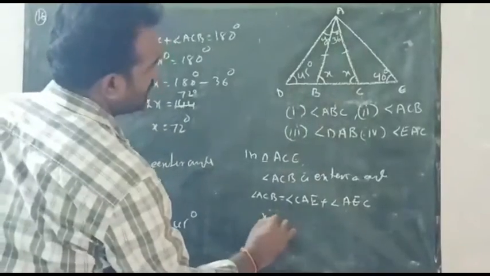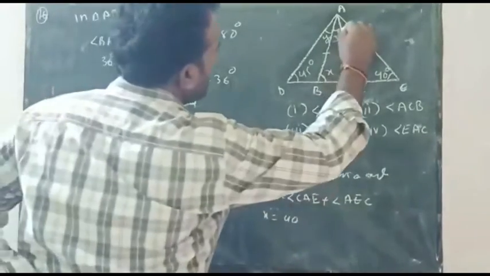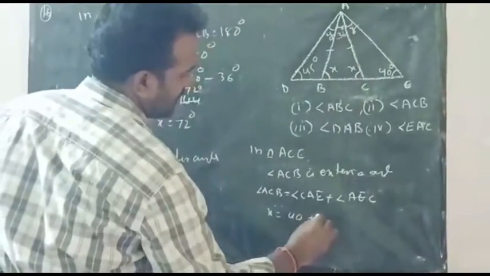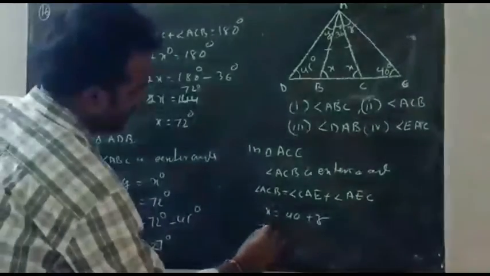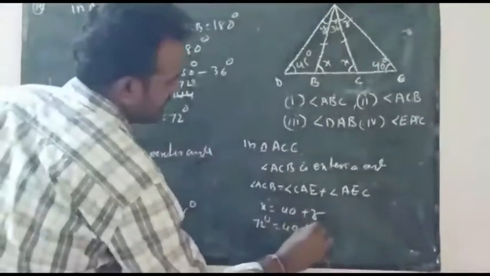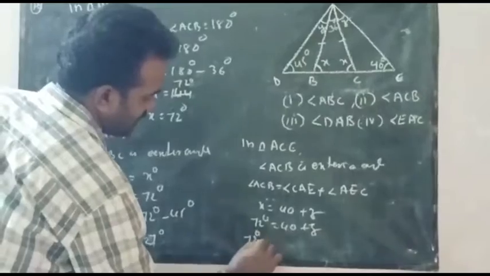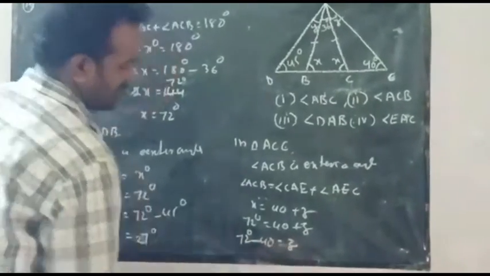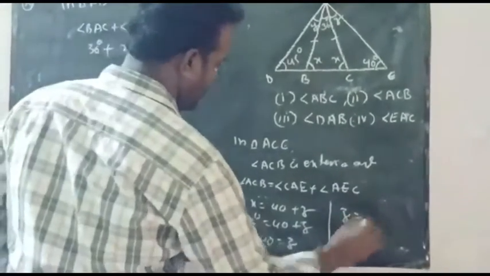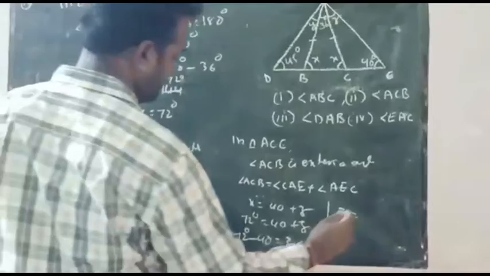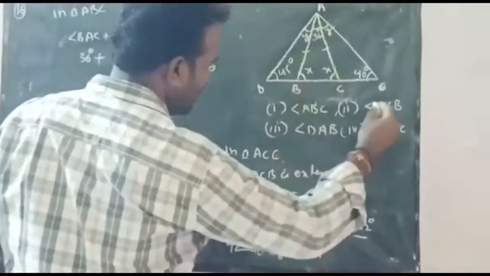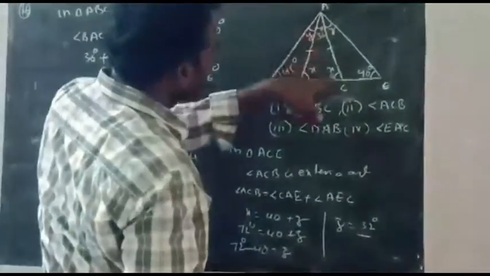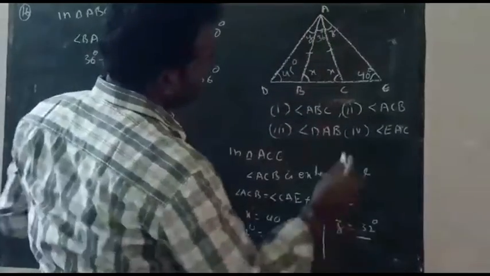So x is equal to 40 plus this, which you can write as z. So x plus z. X is equal to 72 degrees, which is equal to 40 plus z. So 72 degrees minus 40 is equal to z. So z is equal to 32 degrees. So this value is 32 degrees.